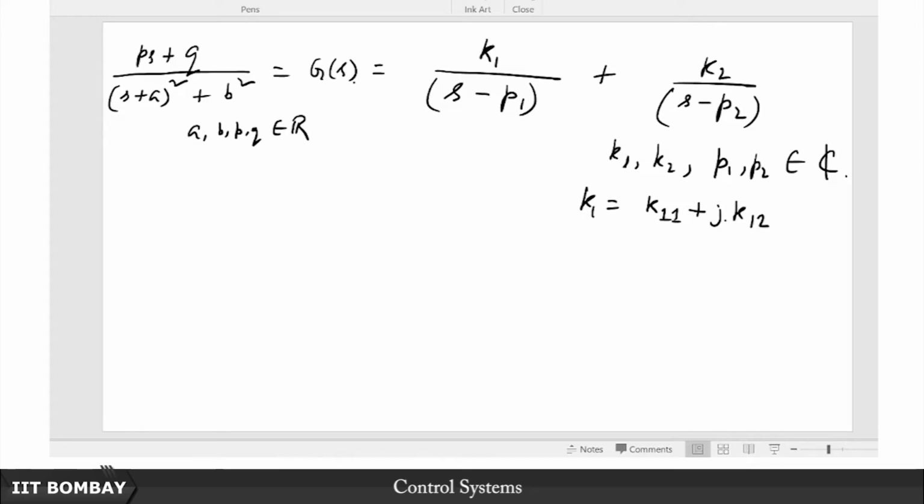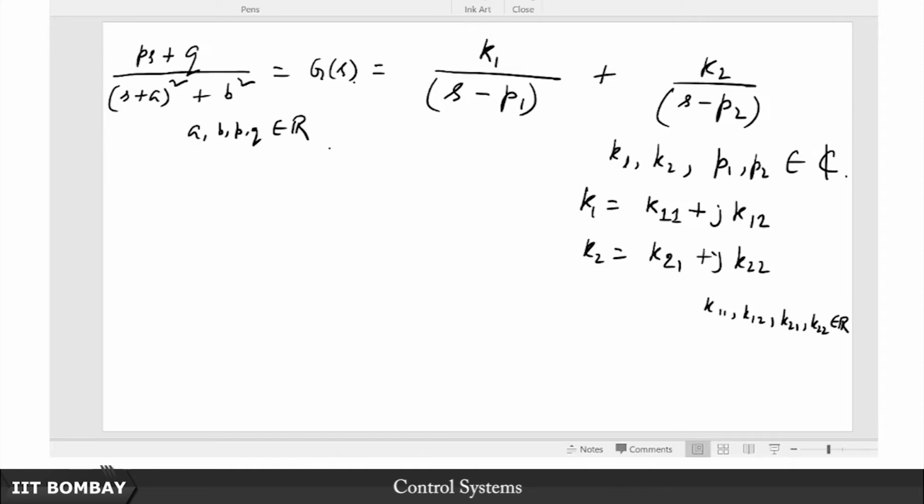So you can also use i. Normally in electrical engineering in most cases we use j, and in this course we shall throughout use j as the square root of minus 1, the imaginary number. And let us say k2 is equal to k21 plus j k22. Okay. Now k11, k12, k21 and k22 are all real.